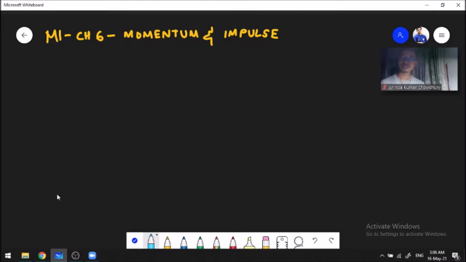Hi there. In today's video, we will be talking about M1 Chapter 6 Momentum and Impulse. So, momentum is the product of mass and velocity that you all know. But momentum is a vector quantity. So, for example, if you have this ball of mass 2 kg moving rightward at a speed of 10 meter per second, it will have a momentum of 20 kg meter per second. Simply the mass times the velocity.